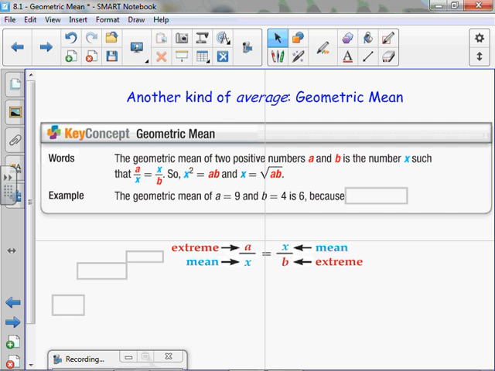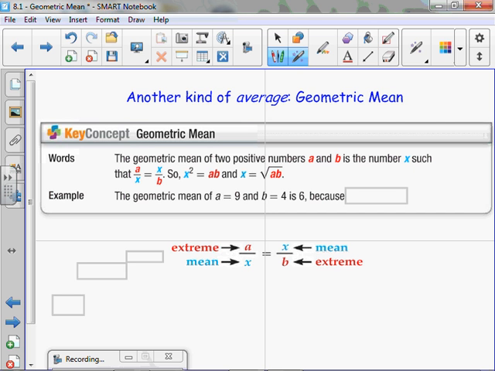It's that simple. Wait, so it's the second equation, or it's both of them? This is all ways to rewrite the same thing. We start here, we do the cross products, so we get X squared equals A times B, and then finally we wind up with X equals the square root of A times B. So, what would the geometric mean of A and B be if A is 9 and B is 4?